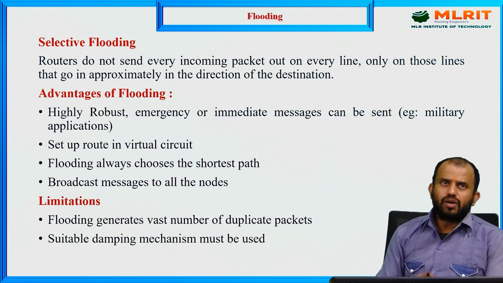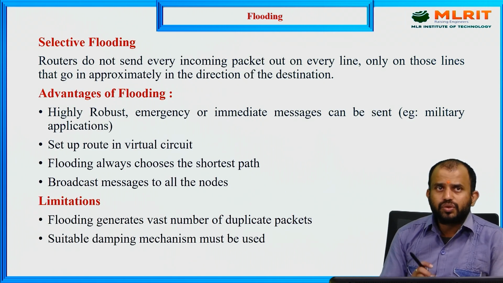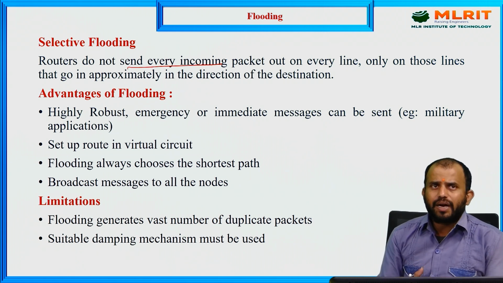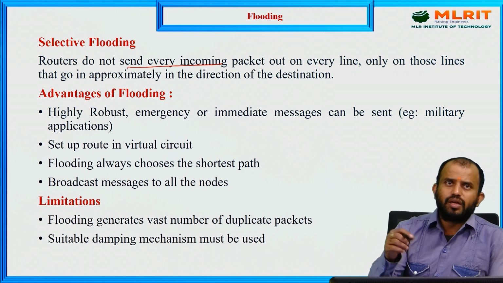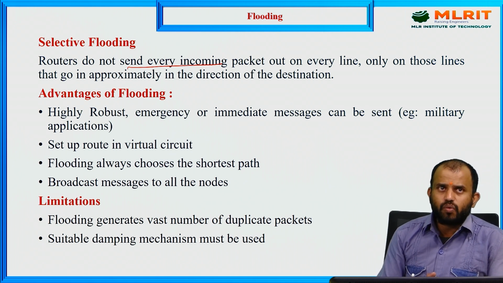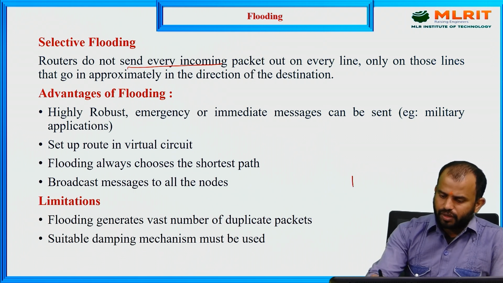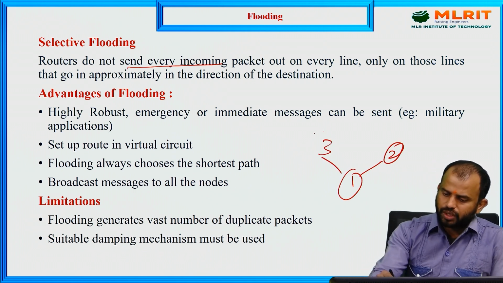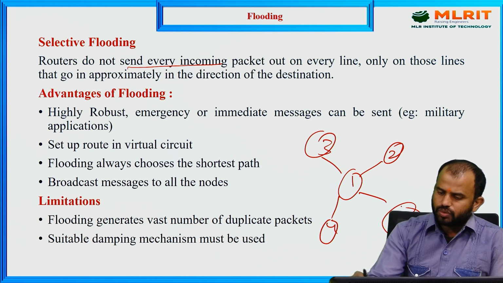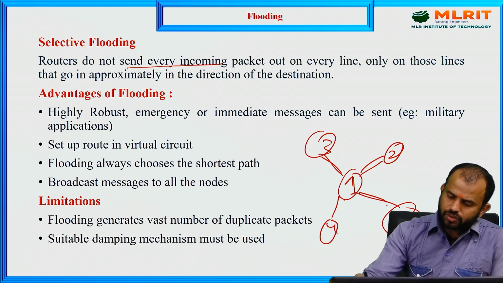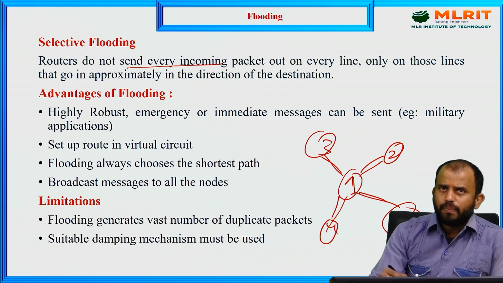In the same way, here also we are following the same mechanism, but we have to choose selected values only. The router does not send every information packet on every line. It has to choose a direction for the information until it reaches the destination. So that is a major advantage, and we call it selective flooding. What is selective flooding? For example, here router 1 is connected to 2, 3, 4 and 5. In this situation, the packet does not send information to every router, that is, to packet 2, packet 3, packet 4 and packet 5, not like that.